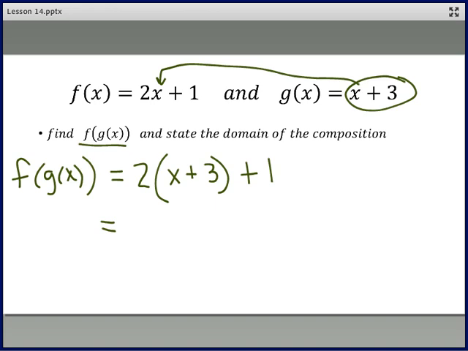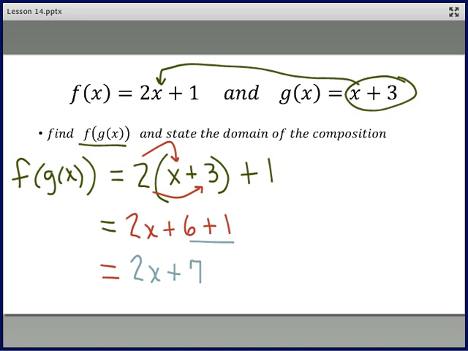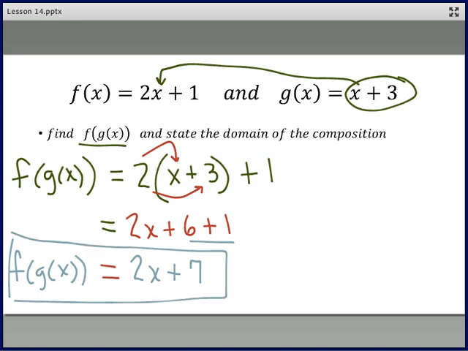Now to simplify here, we have to distribute and combine terms. So I'm going to distribute. Then I'm going to simplify. These two terms combine, so my composite function is 2x plus 7. So f of g of x is that function. So now you're also asked to state the domain.